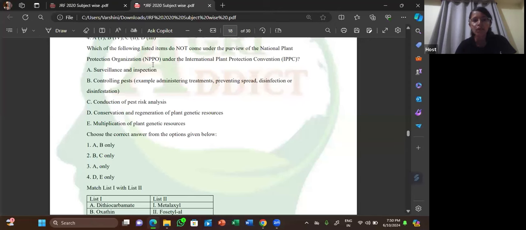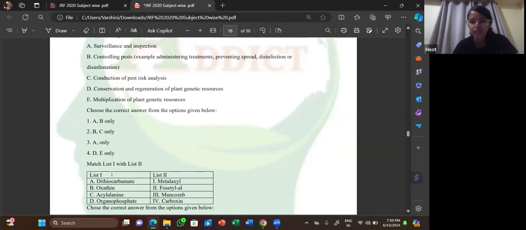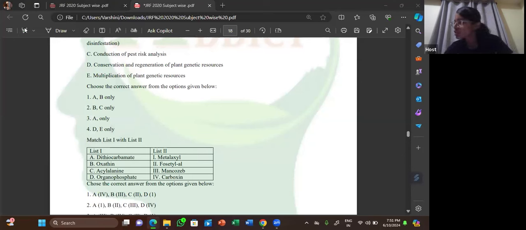Okay, let me explain. NPPO is not involved in conservation and multiplication. It is only involved in surveillance and inspection and controlling the pests by administering treatments, preventing spread, disinfection and conduction of pest risk analysis. So, DE or fourth option is the right answer. I hope it is clear now. Okay, so which are the bacterial diseases which are transmitted by insects? I'll be answering this tomorrow. Yeah, option 4 is the right answer. DE, that means they don't do conservation and multiplication.